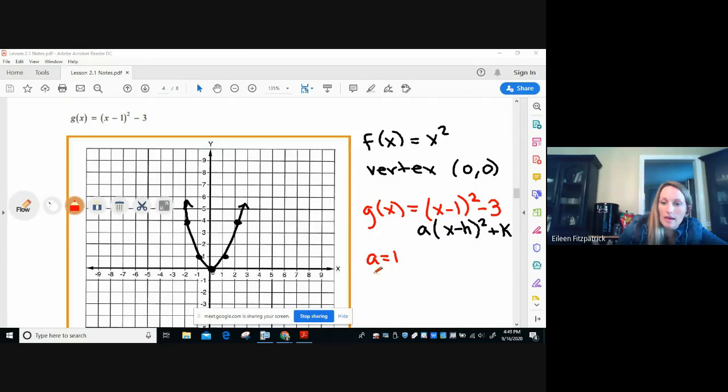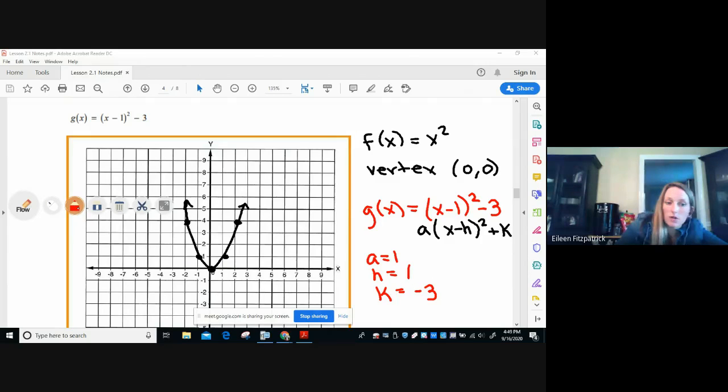All right, the h value, think about what number they plugged in for h here. They plugged in a 1. Keep in mind, it's already minus, so they just stuck in a 1 there. And the k value is a negative 3.